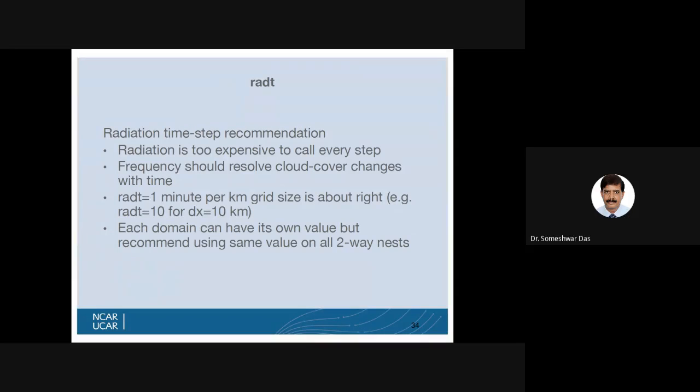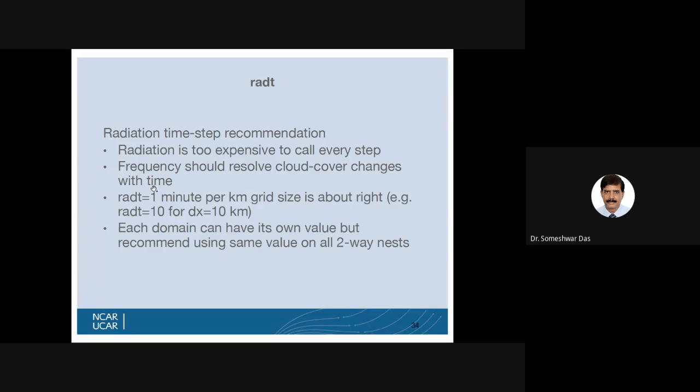Earlier, in NCAR versions of the model, it used to be 3 hours for the short wave, and I think for the long wave it was 1 hour or something like that. But now for the WRF model, choose RADT equal to 1 minute per kilometer of grid size. That depends on your grid resolution, and a hint is given: per kilometer grid size, you should call the radiation scheme every minute. So if your grid size is 10 kilometers, you should call the radiation scheme every 10 minutes.